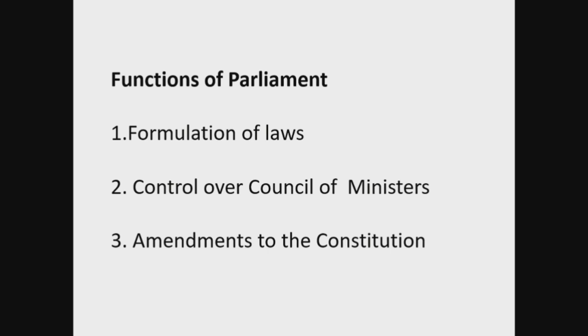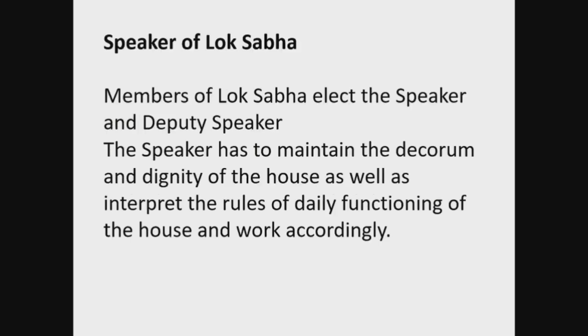To function very smoothly and to execute the work, both the houses require officials, higher officials and leaders. Let us discuss Lok Sabha first. Lok Sabha has the Speaker.